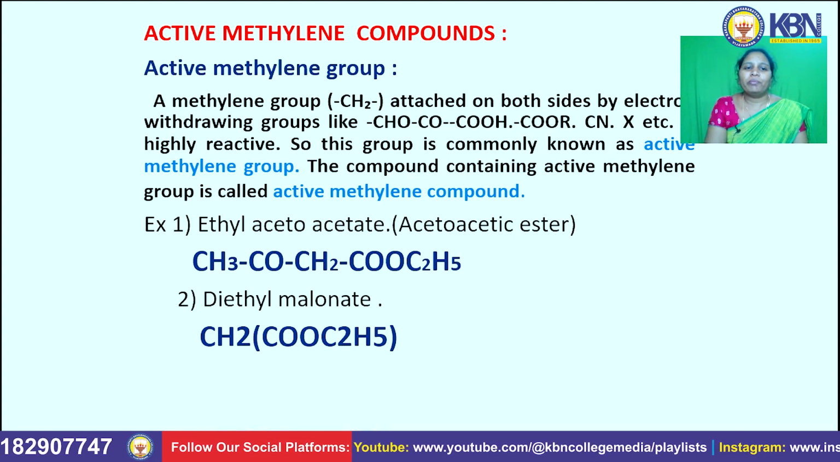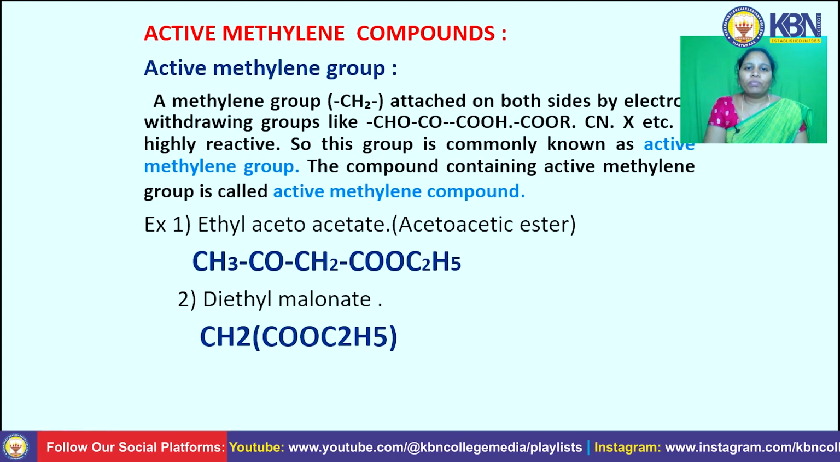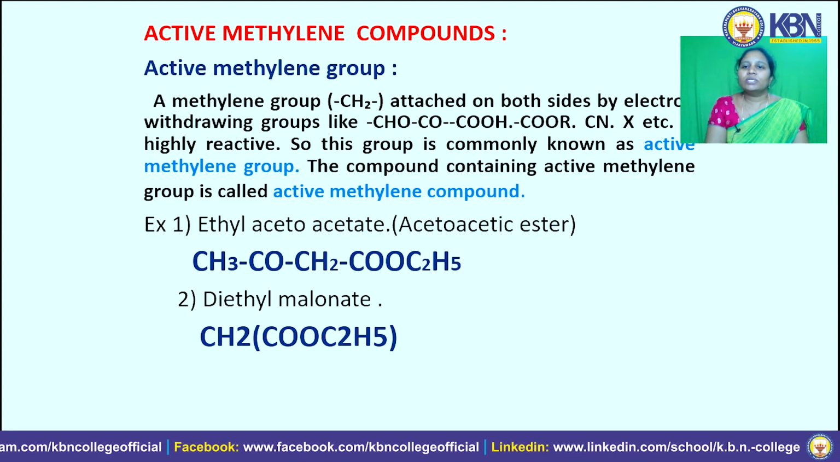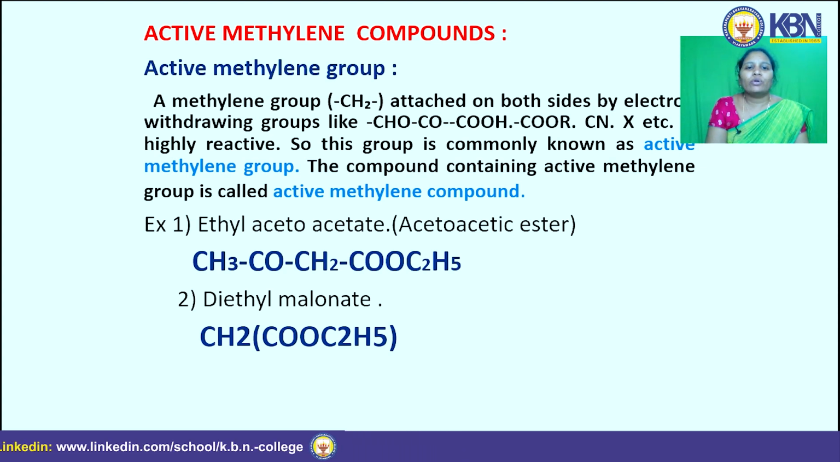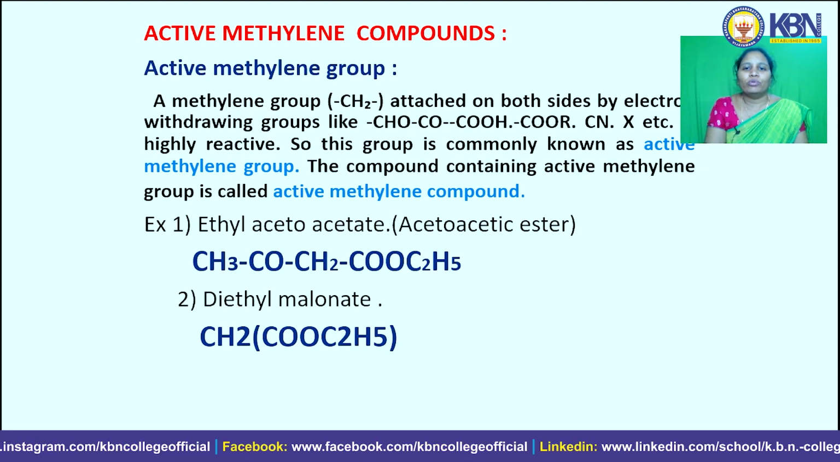So once again I am repeating. Active methylene group means the methylene group is attached by either CHO or CO, COOH or COOR or cyanide CN or halogens on both sides, and then it becomes more reactive. Hence that group is called an active methylene group. The compound containing an active methylene group is called an active methylene compound.